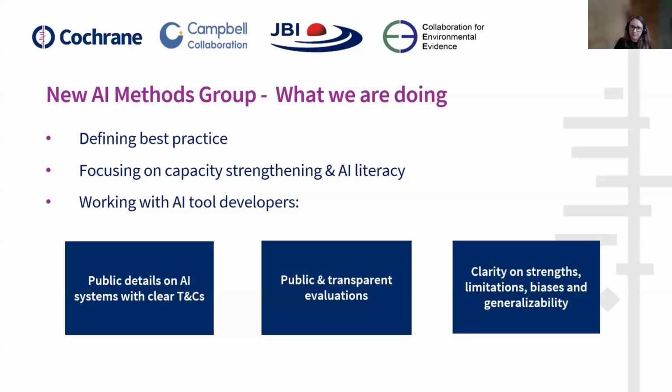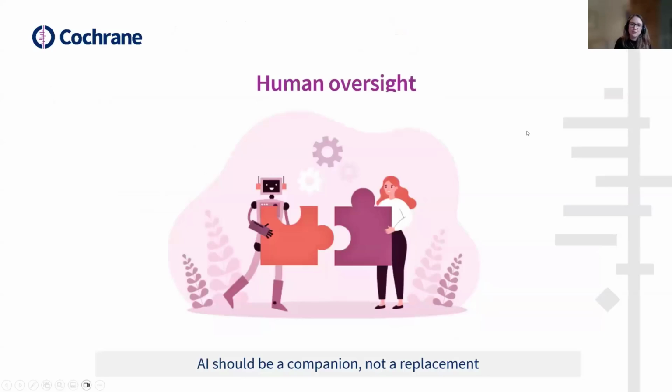I'm going to highlight how practical steps can be taken by authors when they want to use AI in their evidence synthesis. So one of the most important messages for everyone to take home today is that AI and automation in evidence synthesis should be used with human oversight. AI should be a companion and not a replacement to humans.